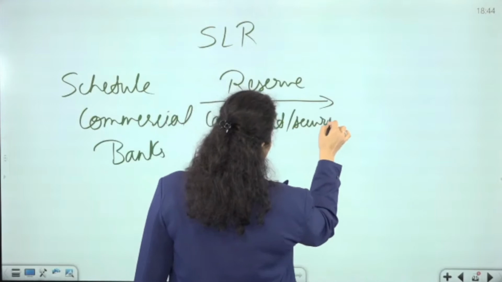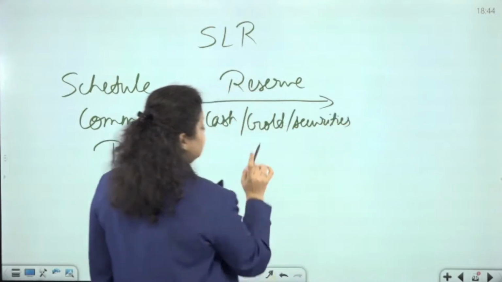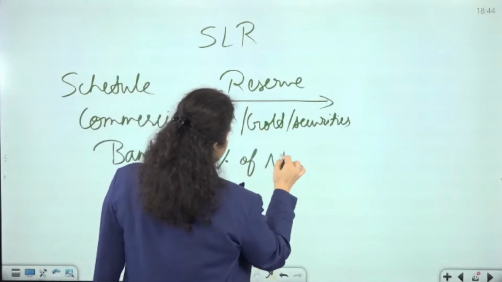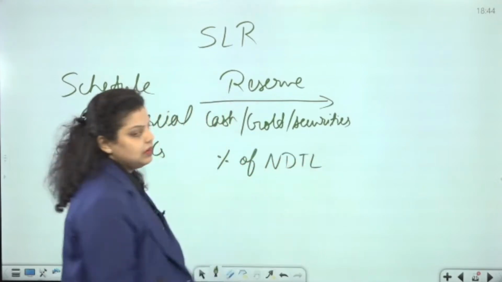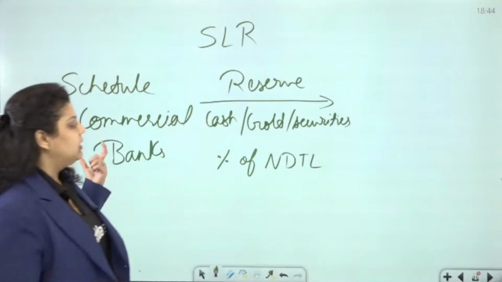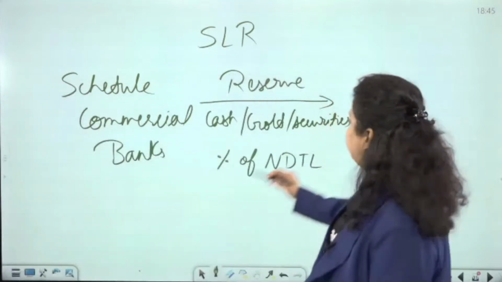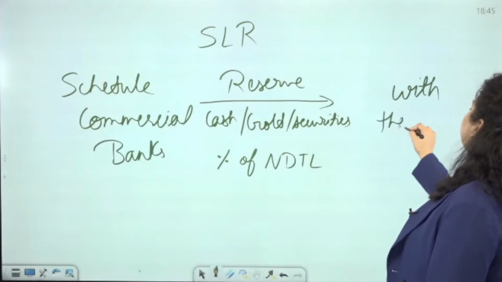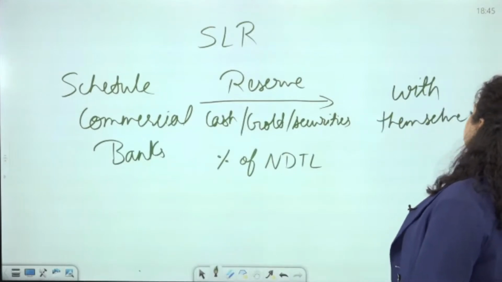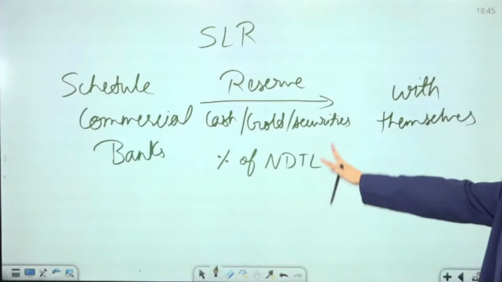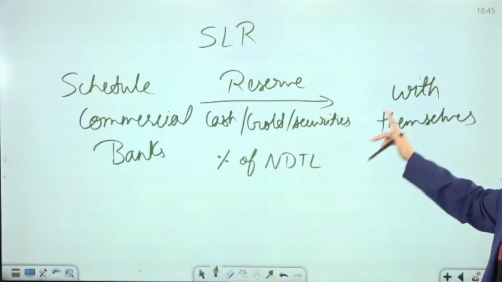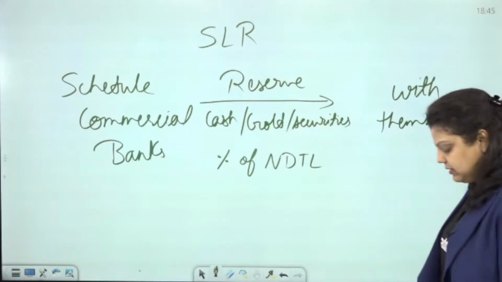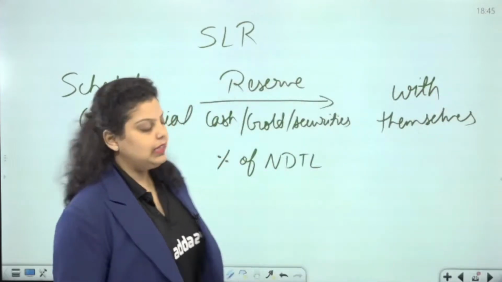In the form of cash, gold or securities, these reserves will be maintained, and this reserve will be a percentage of NDTL. And it will be maintained with whom? It will be maintained with themselves. Like under the SLR, banks have to maintain a certain amount of their NDTL, prescribed by RBI, in the form of cash, gold and securities with themselves only. That is known as SLR, statutory liquidity ratio. Okay, that is the SLR.